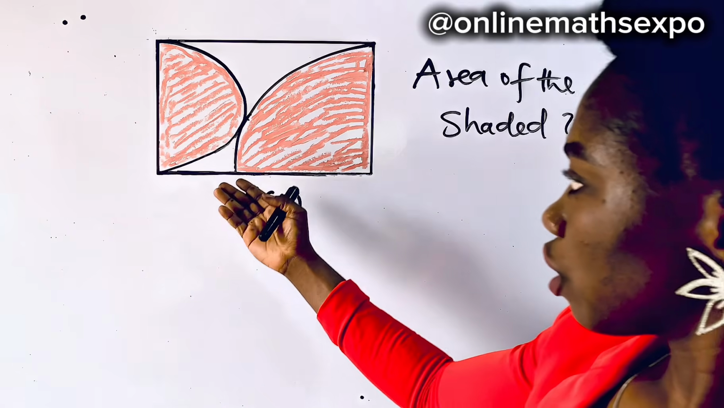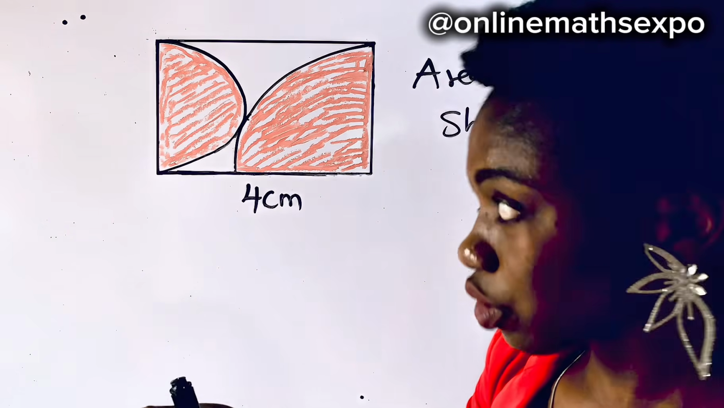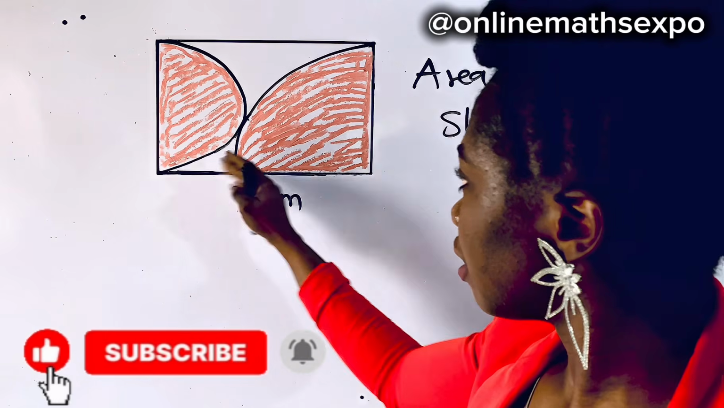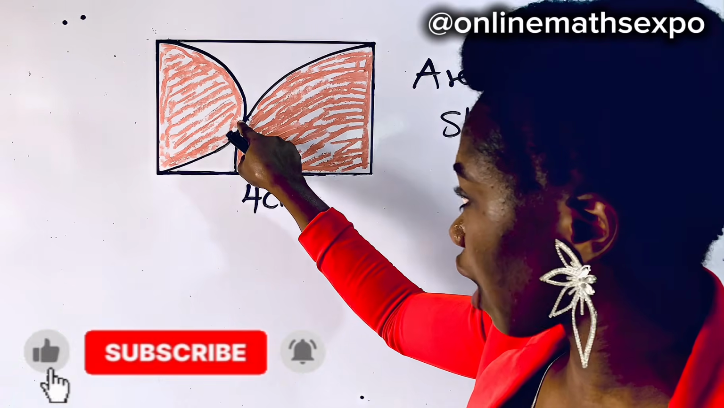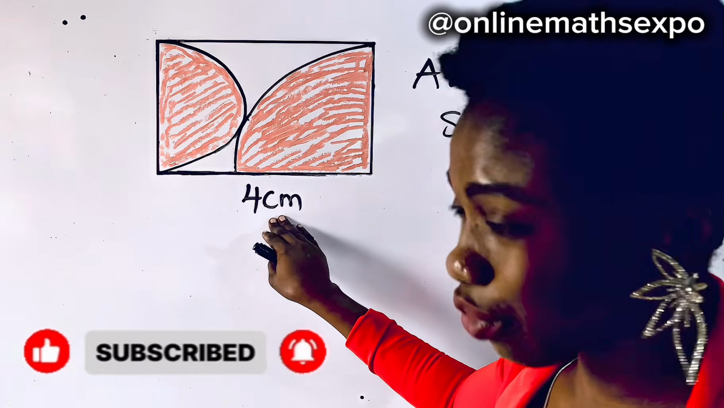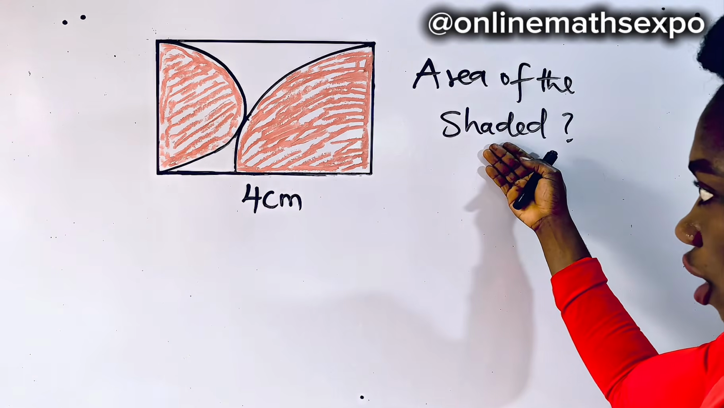We are given a rectangle and inscribed in it you have a half circle, and then this is a quarter circle. These two are touching each other at this point, and this length of the rectangle measures 4 units. The question is, what is the area of the shaded?